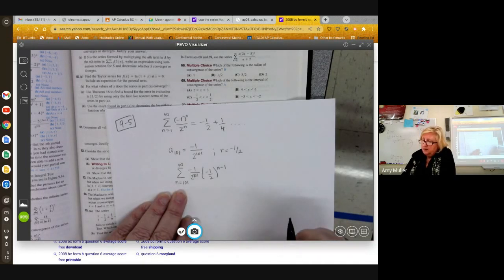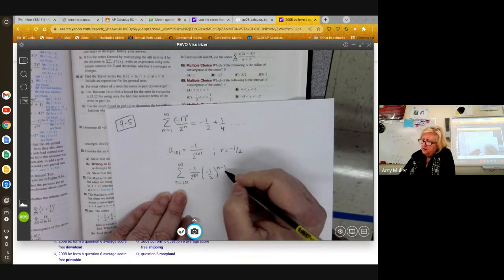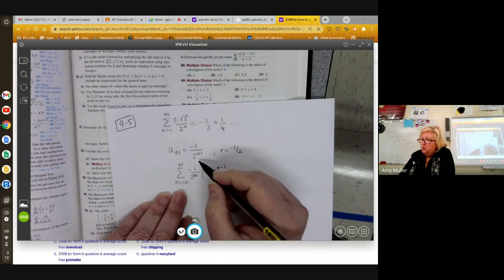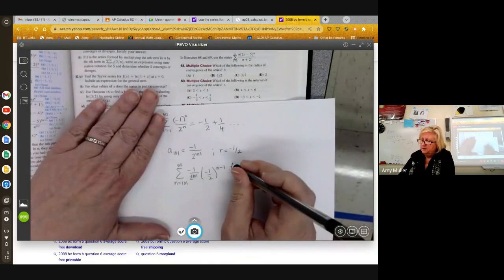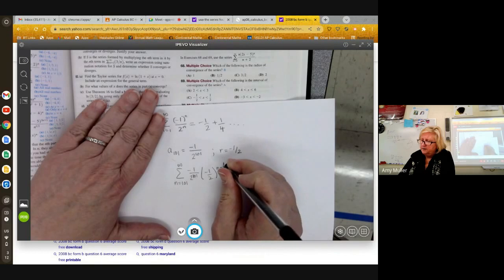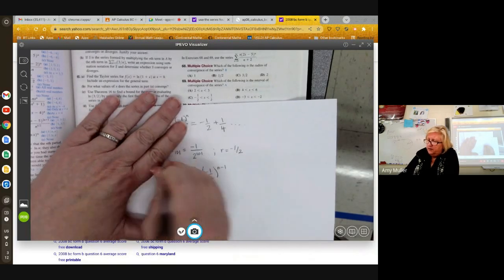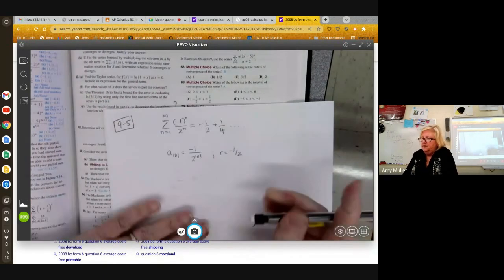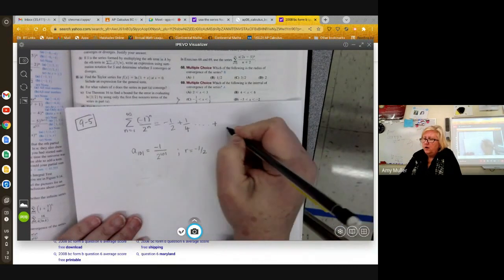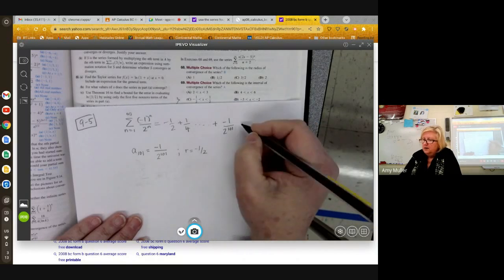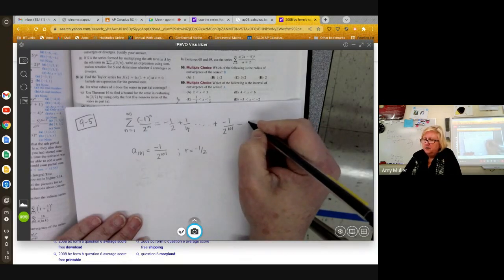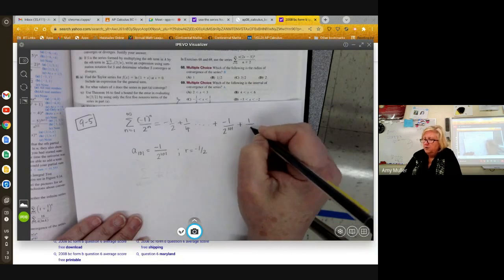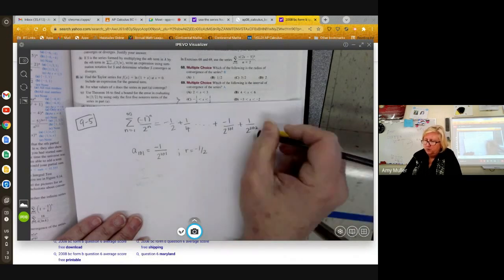Okay, but oh, wait. I need this to be, what is a sub 1? A sub 1 is this. What I'm trying to do, not very successfully, is we go way out here and we get -1 over 2 to the 101, right? Plus, I'm sorry, 1 over 2 to the 102.